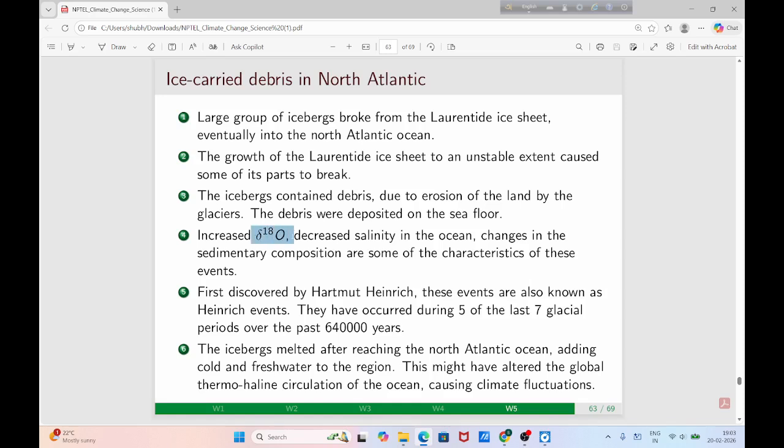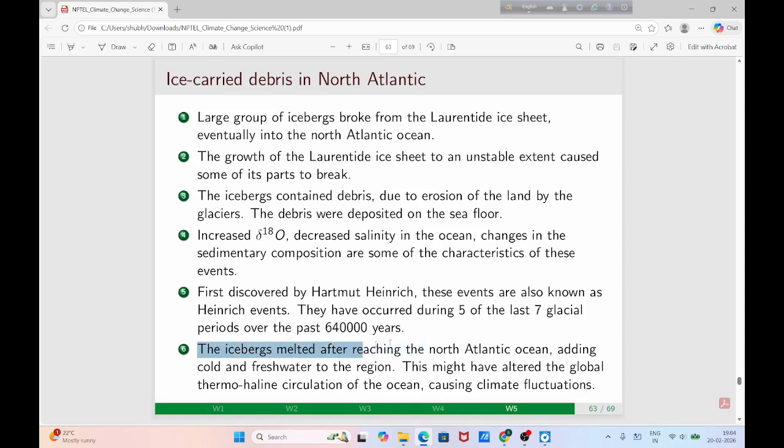Now increased delta 18O will denote more ice. Decreased salinity will denote that the ocean has fresher waters. And the sedimentary composition will also let us know that something dropped into that position. It was first discovered by Hermann Heinrich, a German scientist. So these events are known as the Heinrich events, and they occurred in 5 out of the last 7 glacial periods over the past 640,000 years.